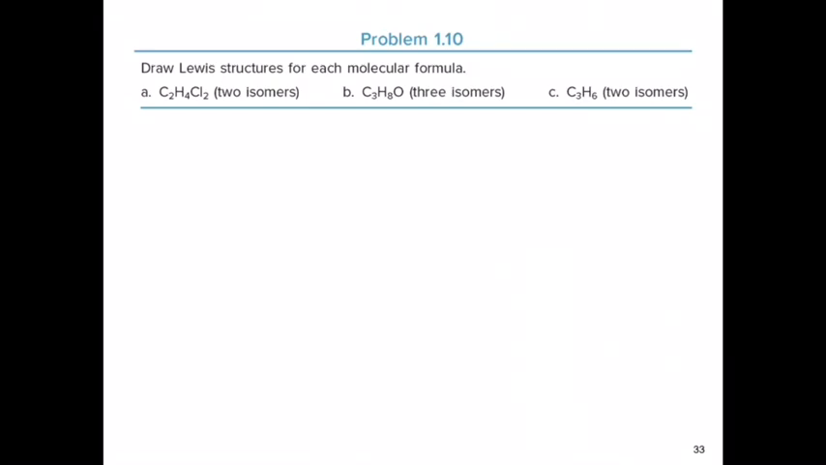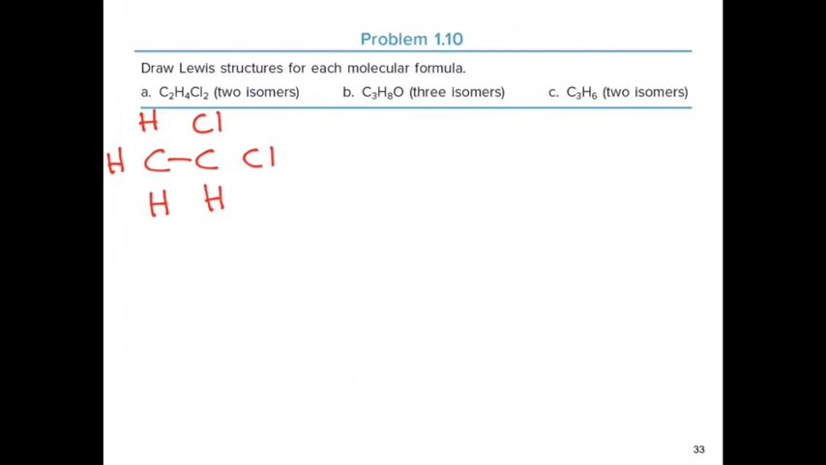Okay, so let's take a look. C2H4Cl2, so we're going to connect both carbon atoms because these are generally the central atoms. And then we're going to surround them with the terminal atoms. So we have hydrogen here, a total of 4 hydrogens, and then 2 chlorines.